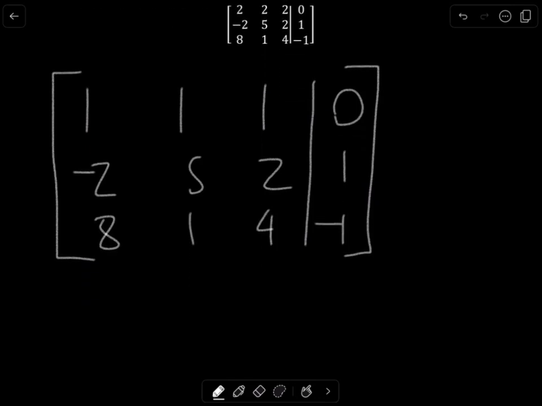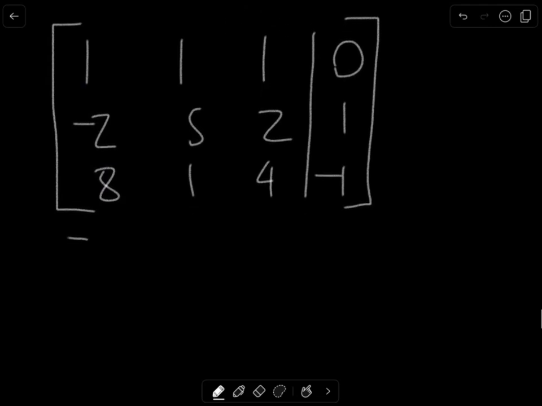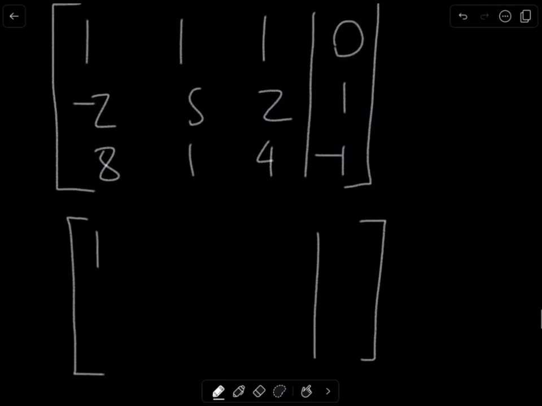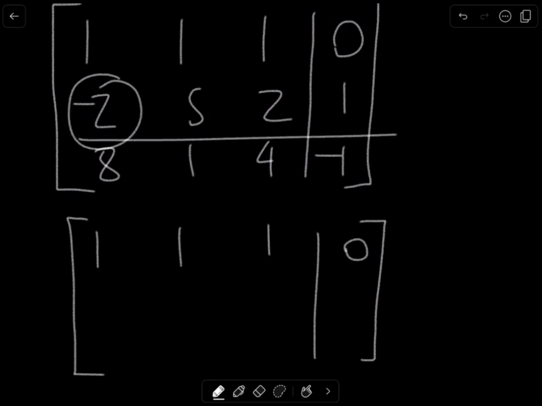Then we need to create zeros below that leading one in the first row. Okay, so we're not going to touch the first row. We've already got a leading one in it. Let's just copy it as is. Now to the second row, how do I make that 0?